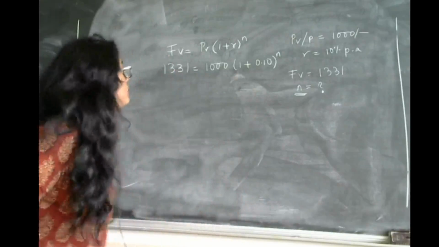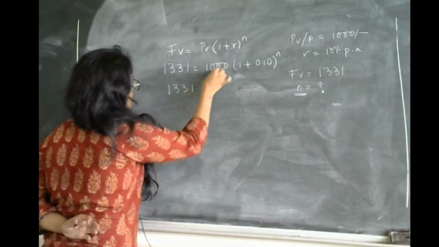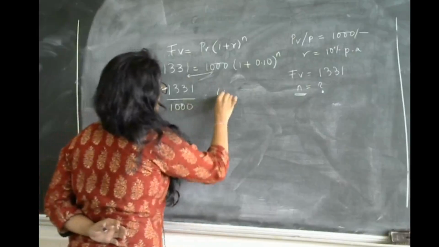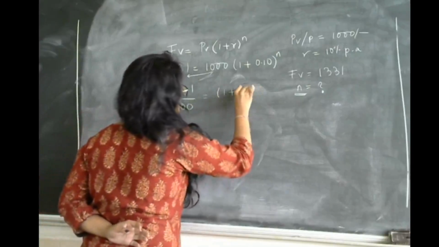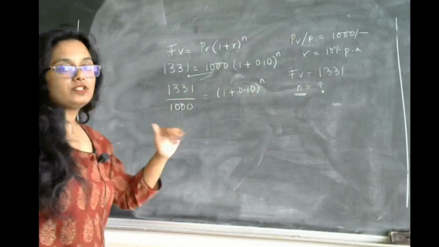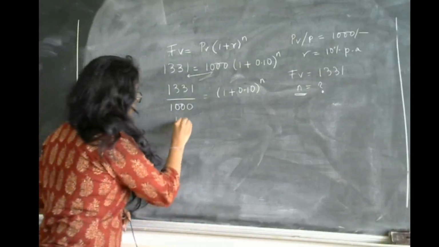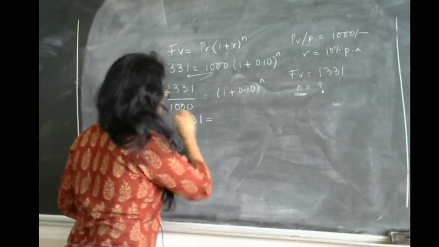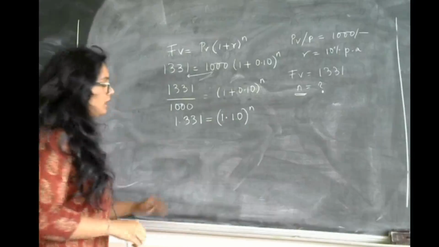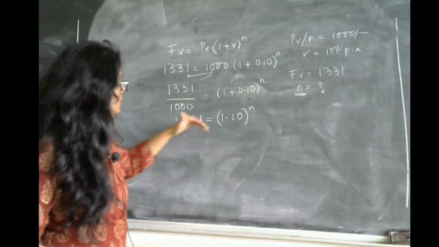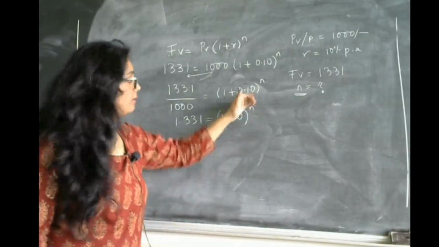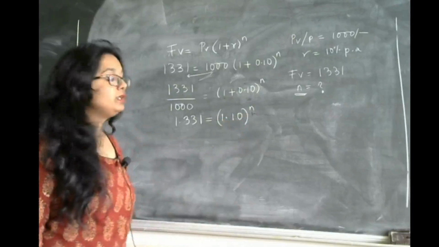So now let us solve this problem further. Okay, 1331, let us get this down over here. Once you get this down, what remains? 1 plus 0.10, the whole raised to n. Now 1331 divided by 1000, how much is it coming to? It comes to around 1.331 is equal to, let us add this up, 1.10 the whole raised to n. Now how many times if you multiply 1.10 will you get 1.331? That is the answer which we'll get of n, which is the power.